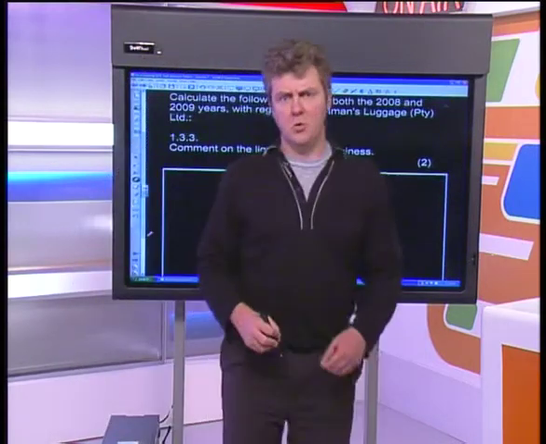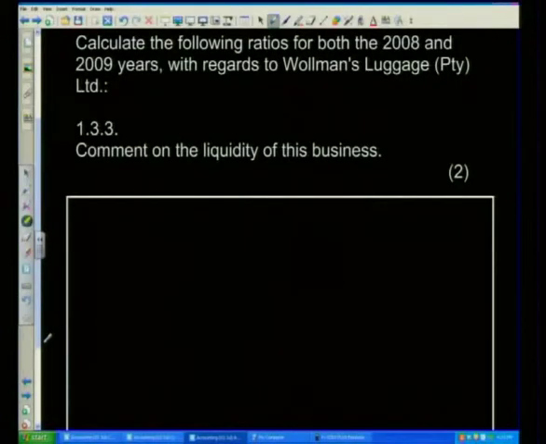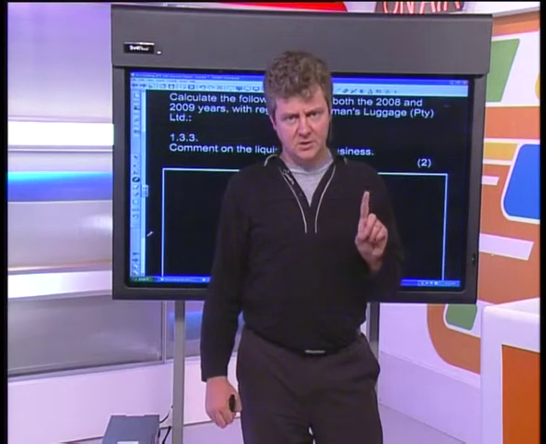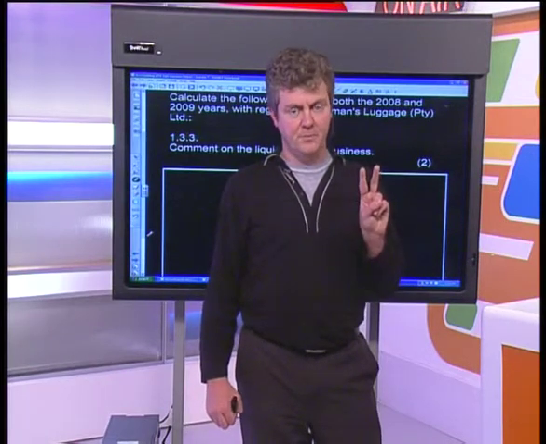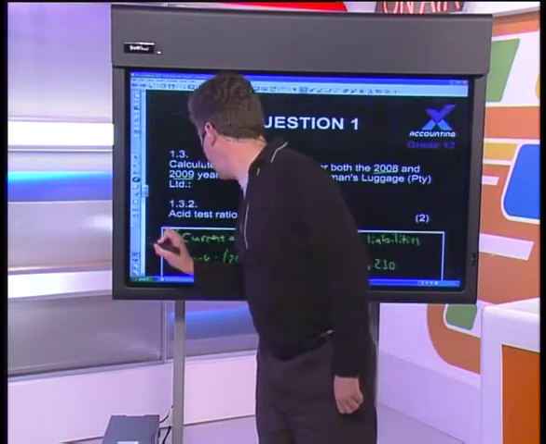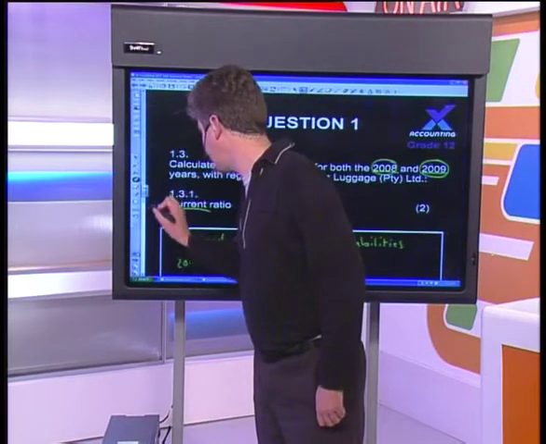The question asks you, comment on the liquidity of this business. Now remember, in Matric you need to know your 2 liquidity ratios. Those are the current ratio and the acid test ratio. We have calculated the liquidity for the business based on our answers in the previous 2 questions.